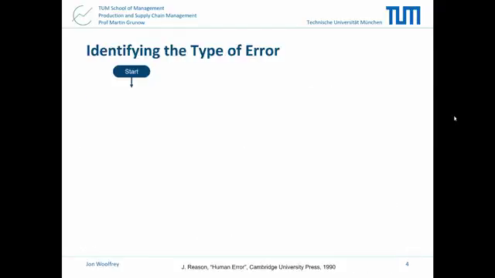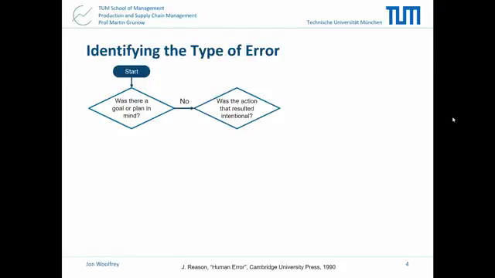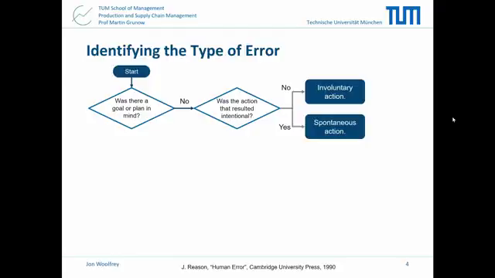So here's an algorithm developed by James Reason for identifying the type of human error. First, we have to consider, when we take an action, was there a goal or plan in mind? And if not, was the action that resulted intentional? If we do something erroneously, then this is an involuntary action. And if we do something without really having a goal in mind, this is a spontaneous action.